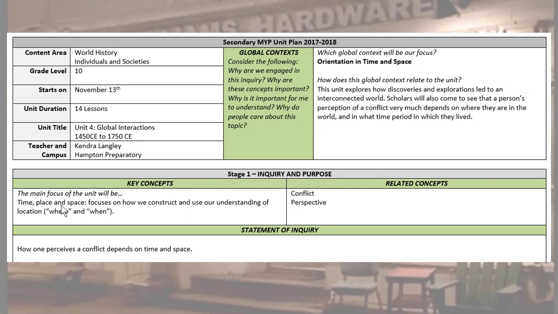All these come together in the statement of inquiry. How one perceives a conflict depends on time and space. The statement of inquiry ties to really every lesson in this unit, definitely starting with the first, which is the Renaissance and Protestant Reformation. Someone challenging their church at this point in history would not at all be considered notable or worthy of a historical conflict. However, in the early modern time period, this is revolutionary.